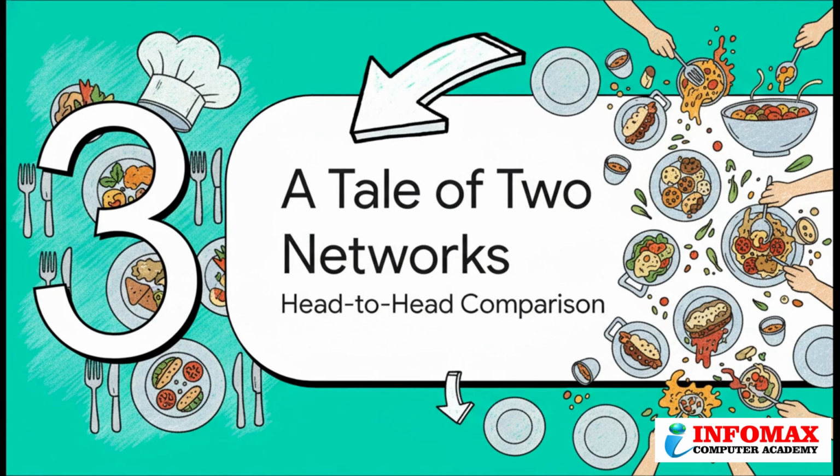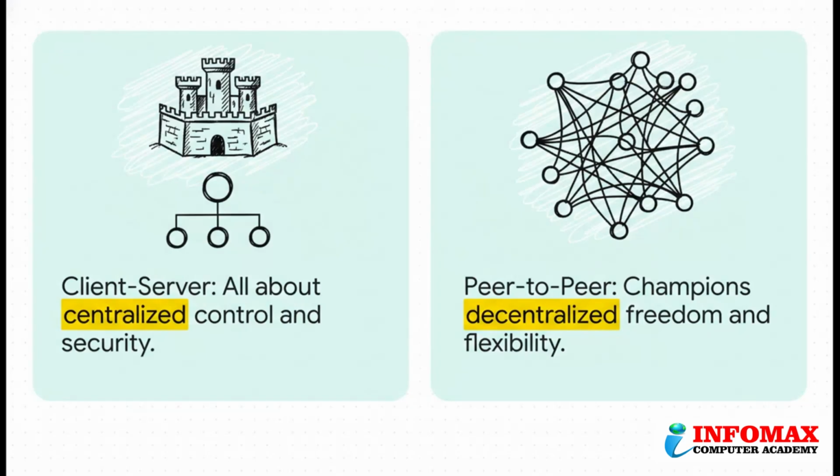All right, so we've got our two different approaches, the super organized restaurant and the free-for-all potluck. Now let's put them side by side and see how they really stack up against each other. When you really boil it down, it's a difference in philosophy. On one side, you've got the client-server model, which is all about centralized control. And on the other, you've got peer-to-peer, which is all about decentralized freedom.